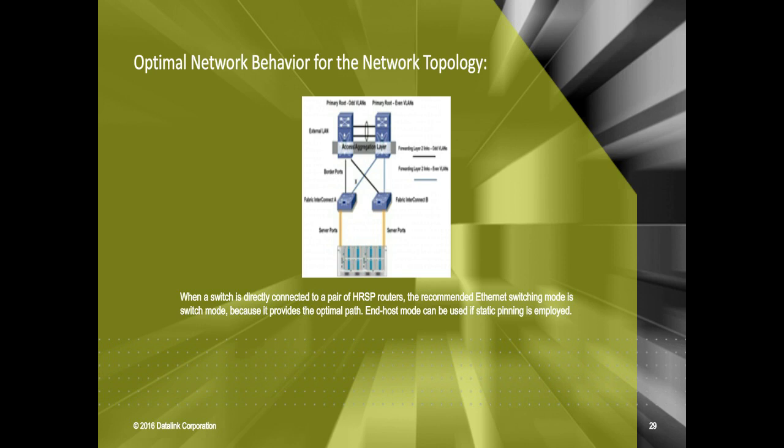Here's a little topology real quick. So when a switch is directly connected to a pair of HSRP routers, the recommended Ethernet switching mode would actually be switch mode because it provides the optimal path. And end host mode can be used if static pinning is employed.